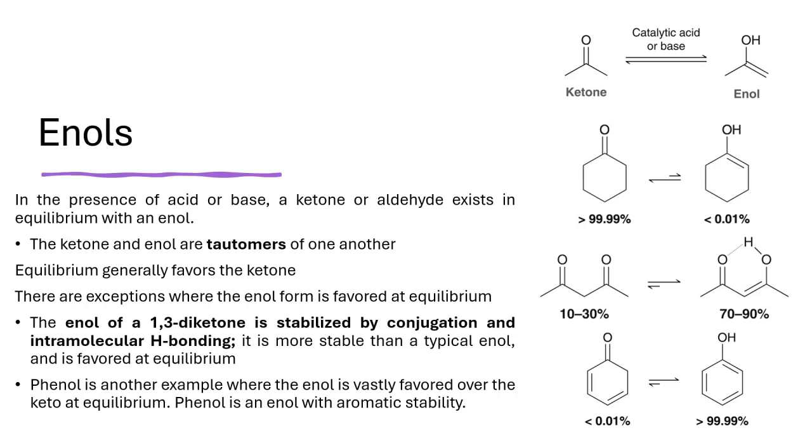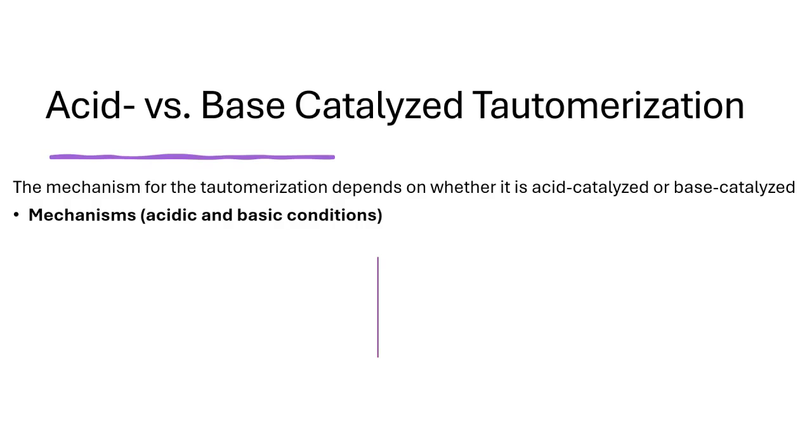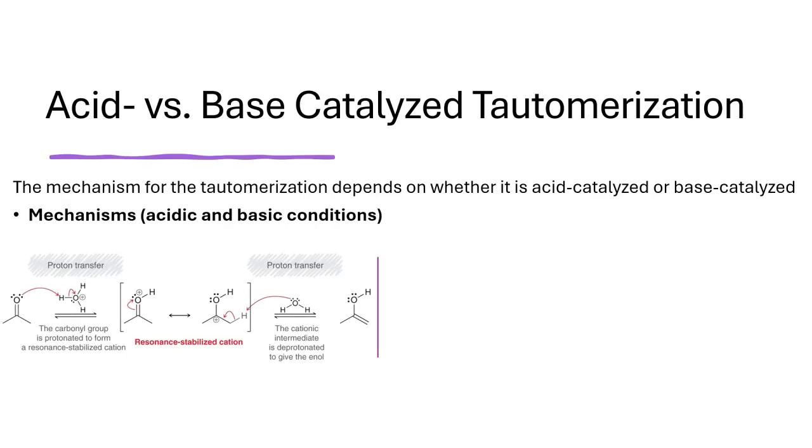Acid versus base catalyzed tautomerization. The mechanism for tautomerization depends on whether it is acid catalyzed or base catalyzed. Let's consider the mechanism for acidic conditions. Under acidic conditions, the carbonyl group is first protonated to form a resonance stabilized cation. The second step is a proton transfer. The cationic intermediate is deprotonated to give the enol form.